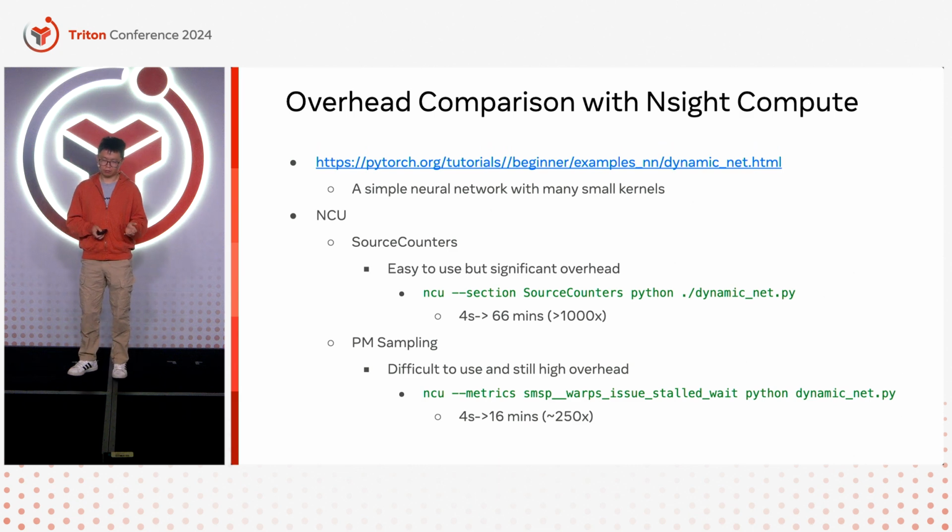You can also just sample metrics you're interested in. For example, if you are only interested in stall reasons, like warp issue stall wait, then you can use the --metrics option to supply the exact metrics you want. But in this case, you need to supply every metric you are interested in. Remember that we have talked about there being a lot of stall reasons. If you are interested in all the stall reasons, you need to copy paste all of them and put them on the command line. So I think it's a bit difficult to use. And more importantly, it still triggers high overhead. Using Nsight Compute, it's going to introduce about 250x overhead.